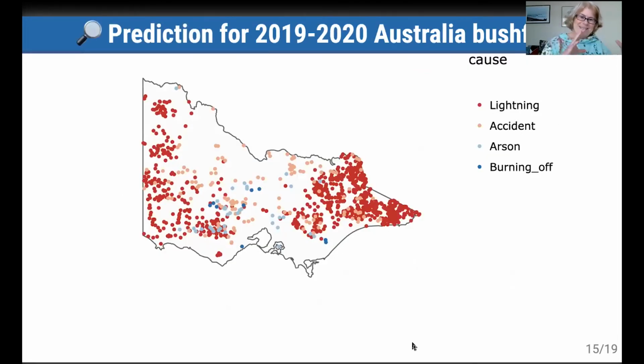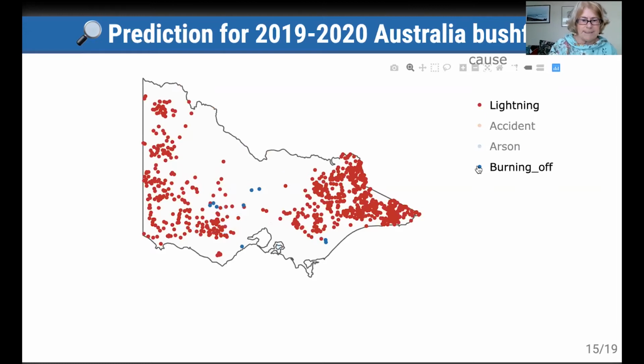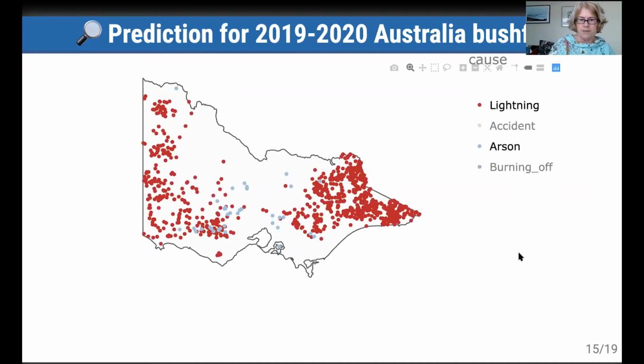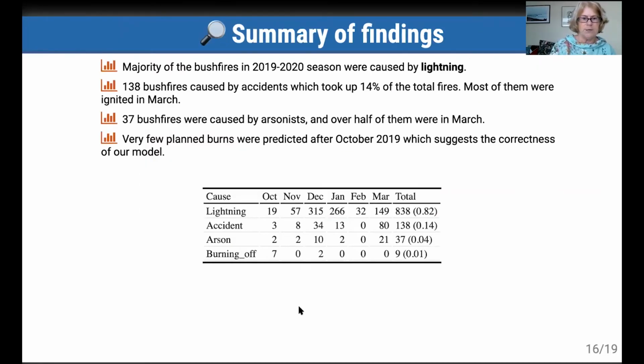So in terms of now using that model to predict the 2019-2020 season, these are our predictions for the 2019-2020 season. So most of the fires were predicted to be lightning starts. In terms of arson, arson fires tend to be closer to the city, closer to the middle of the state. So we have these cause predictions for each of the 2019-2020 season.